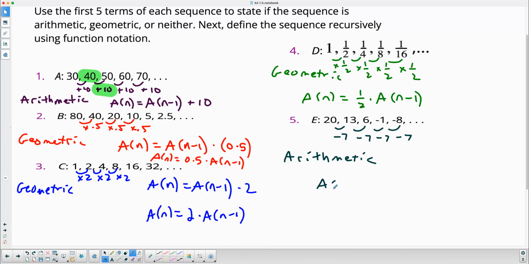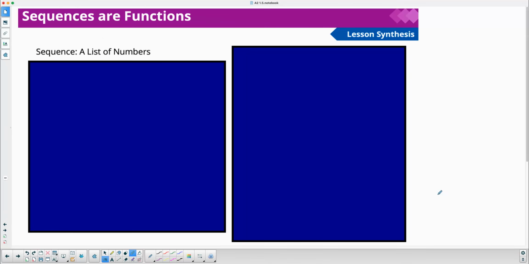So how do I find the nth term? Well, a of n is the nth term. I need to take the term before it. And you could say you add -7, or rather than put plus -7, I'd probably just say -7, like that. So there you go. Pretty simple. All right. So a little bit of review here. If you want to write any of this down, go for it. Pause the video as needed.